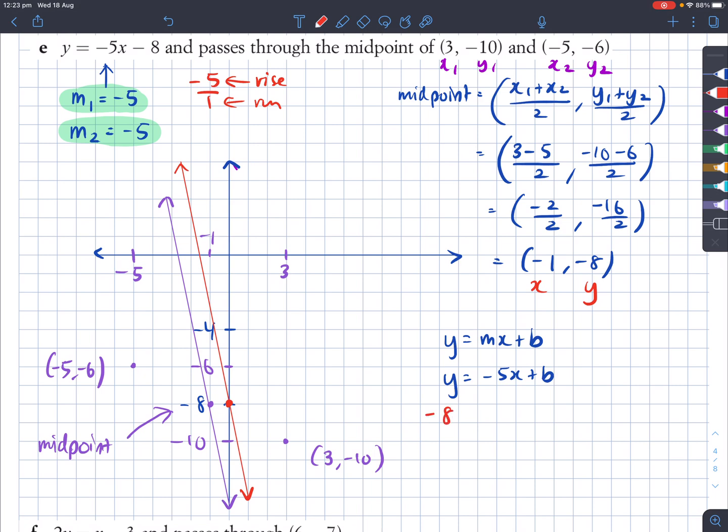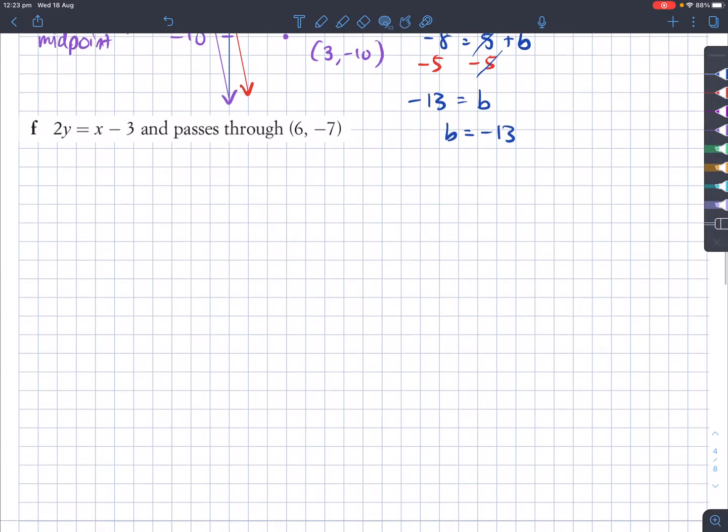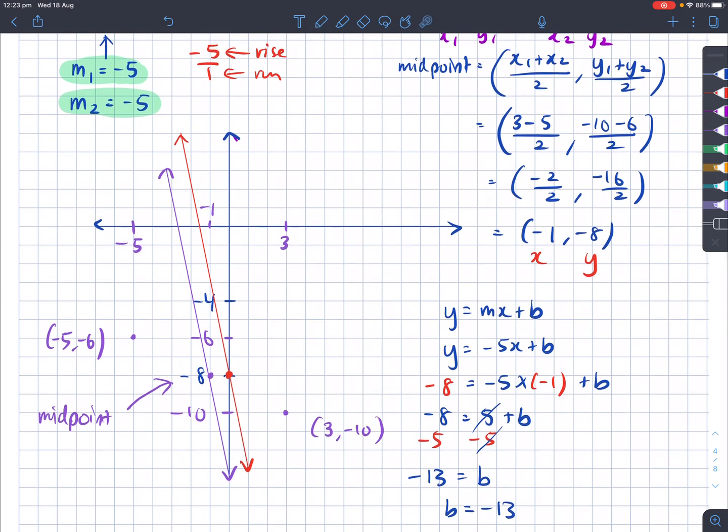So y is -8, right there. Then you have -5 times x, which in this case is -1, plus b. Simplify -5 times -1, which is 5, plus b. And if I minus 5 from both sides, that 5 will cancel out. So -13 equals b, and that means b equals -13. Okay, so putting that all together, we've got that gradient of -5 there and our b value of -13. So therefore, our equation is y equals -5x minus 13. That's the answer for that question.